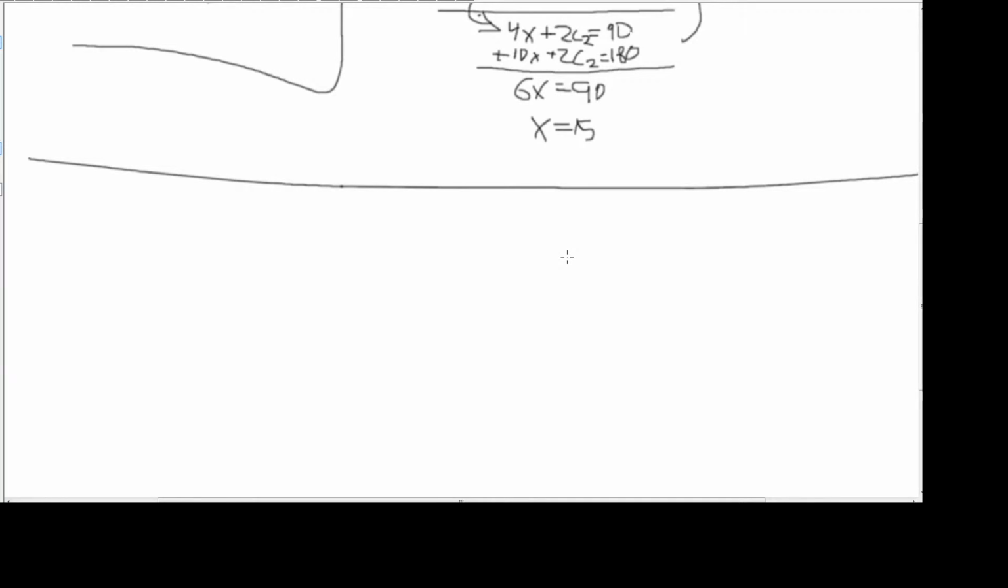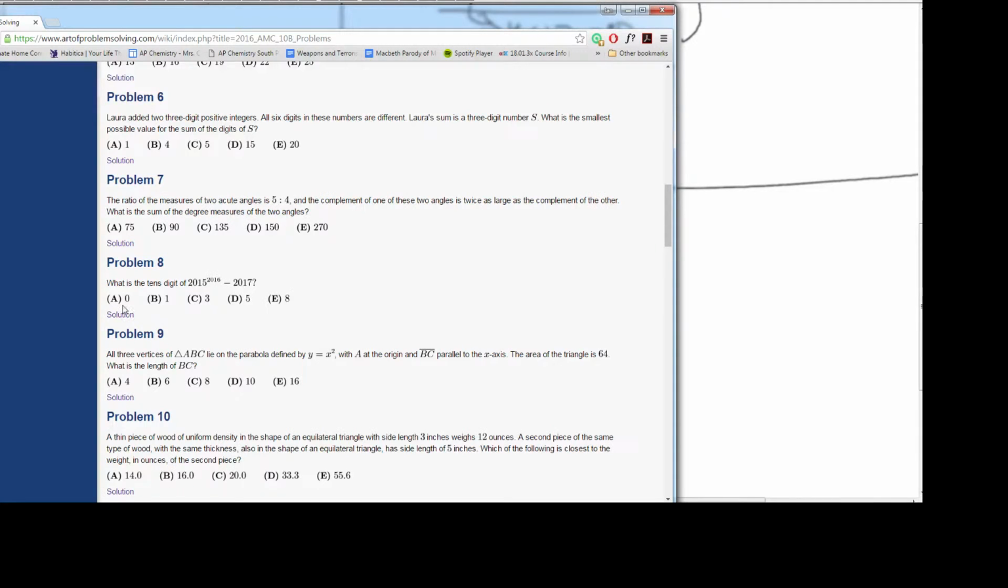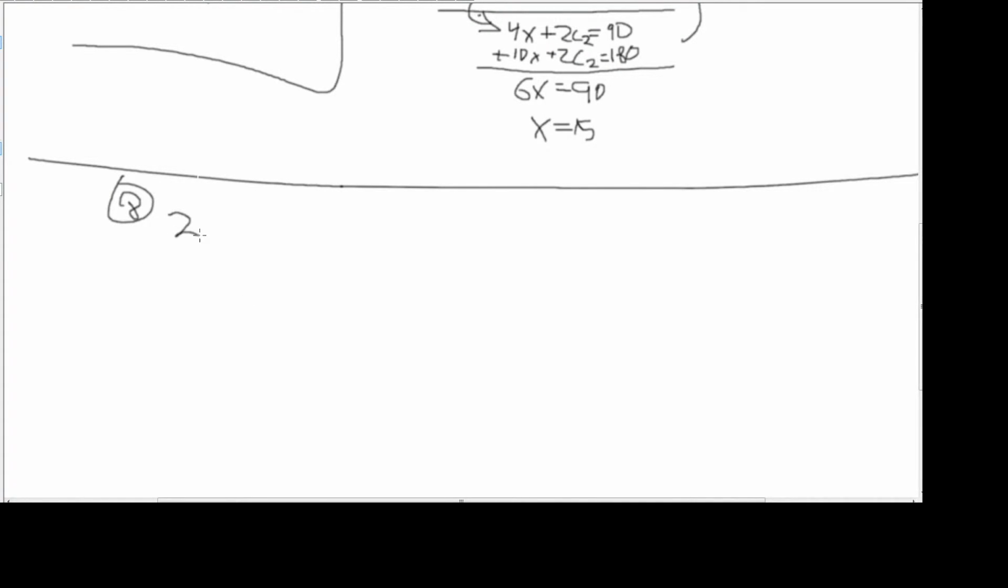Alright, so next we're doing problem 8, right down here. It's asking for the tens digit of this number, and this one's a little bit tougher than the rest in my opinion if you don't have a foundation in number theory. This problem will be significantly tougher than the others, but it really isn't that difficult if you're good at identifying patterns, because this one's an obvious pattern question.